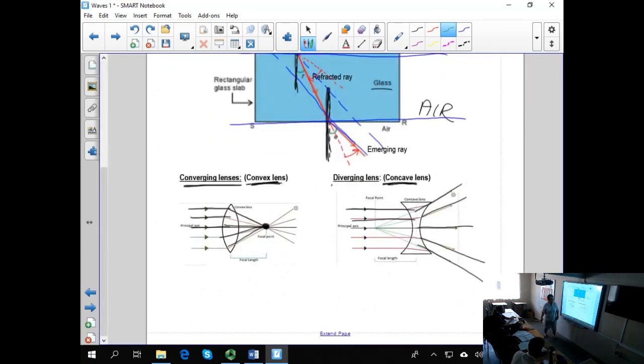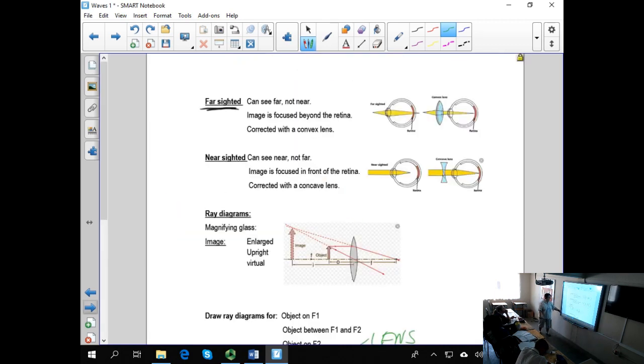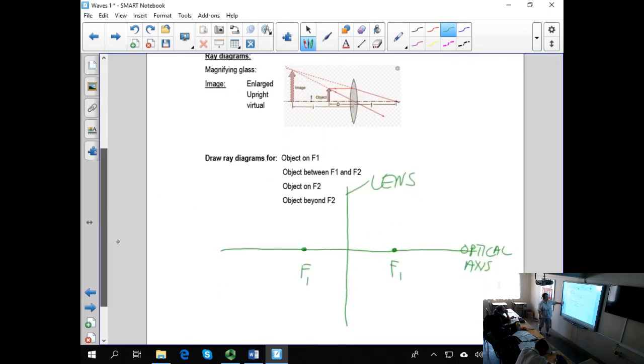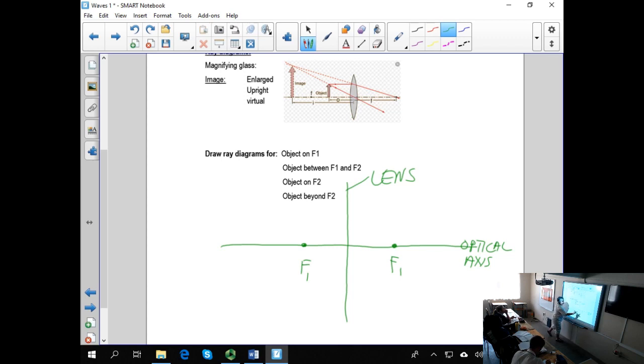There, this one. Okay. People, the point here where all the rays come together is known as the focal point. And the distance from the focal point to the center of the lens is known as the focal length. Okay, so now I want to go to my ray diagram. Now, this then is the focal length, and F1 is the focal point.